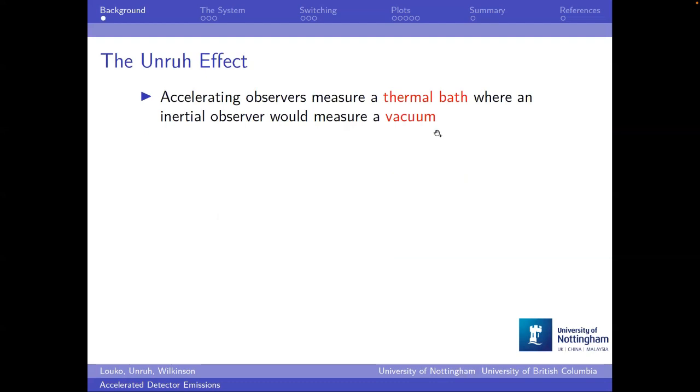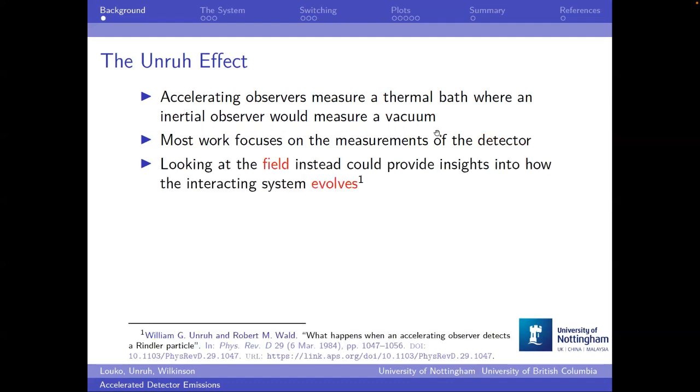So, some background. The Unruh effect, as I hope you're all very aware of by now, is accelerating observers measuring a thermal bath, whereas an inertial observer would measure a vacuum. Any questions are referring to Yorma's presentation, which focuses on the detector itself. But the question I'm asking is flipping that on its head, the other side of the coin. What does the field look like? And what insights can that provide to us about how the system evolves and what that could mean about the energy distributions and all kinds of other interesting things?